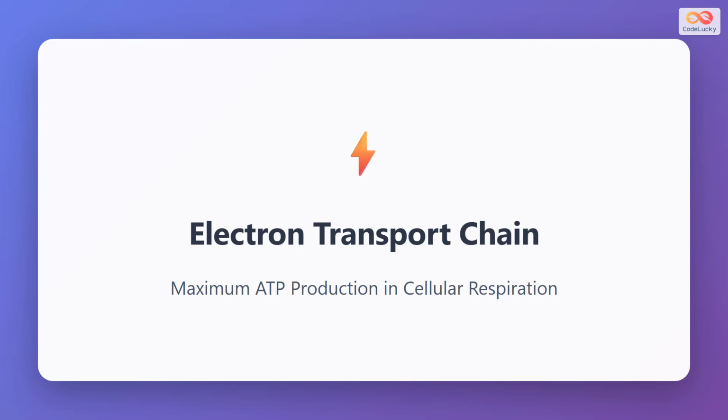Welcome to our lesson on the electron transport chain, the powerhouse stage of cellular respiration. This is where cells produce the maximum amount of ATP, the energy currency that powers all cellular activities. The electron transport chain is the final and most productive stage of aerobic respiration, generating far more ATP than glycolysis or the Krebs cycle combined. Let's explore how this remarkable process works and why it's so efficient at producing energy.